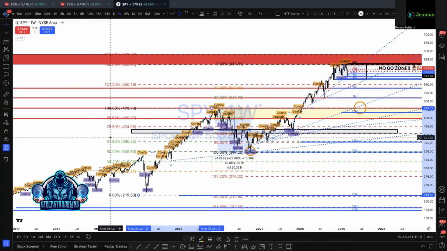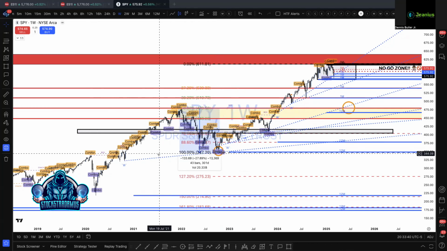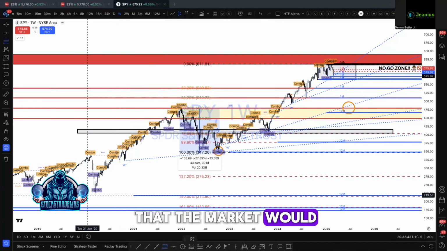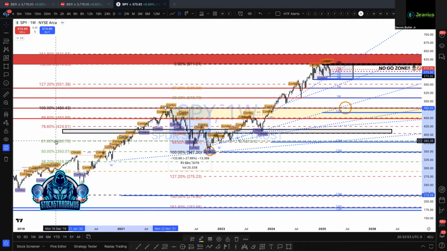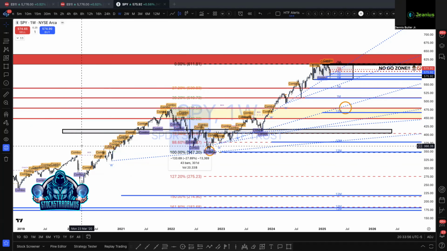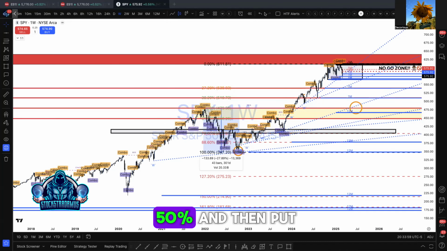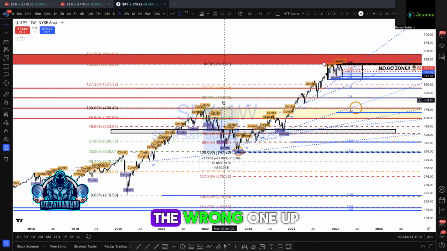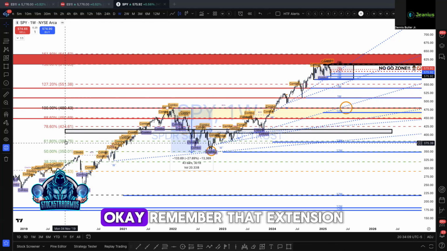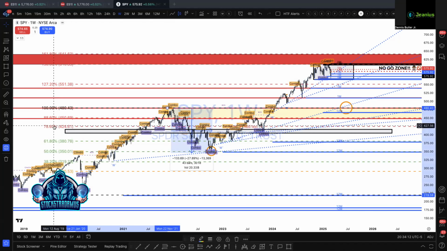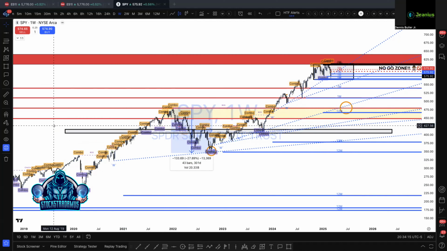All right, so initially I said the retracement happened here. So we would assume that the market would go from here to here instead. Damn, now I can't get my retracement to work. It retraced to the 50% and then I put the wrong one up. Okay, Fibonacci extension here to here. All right, got it.